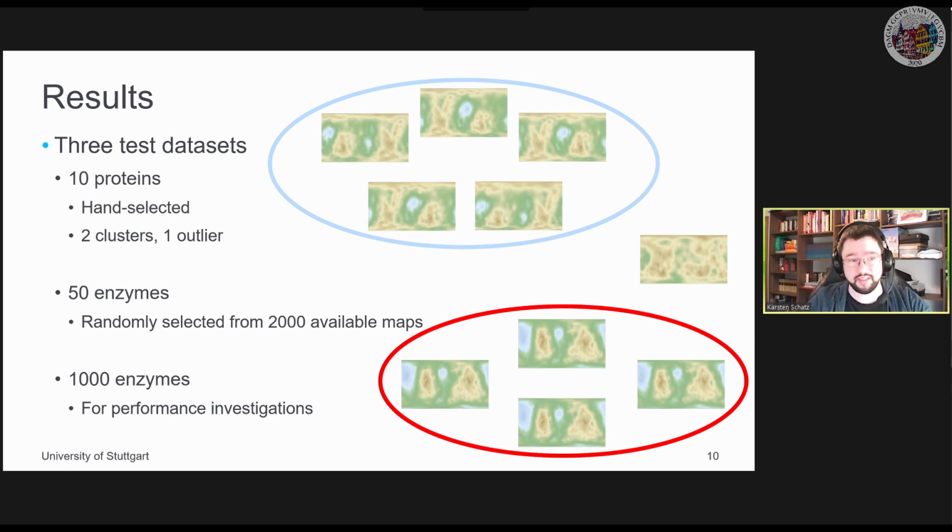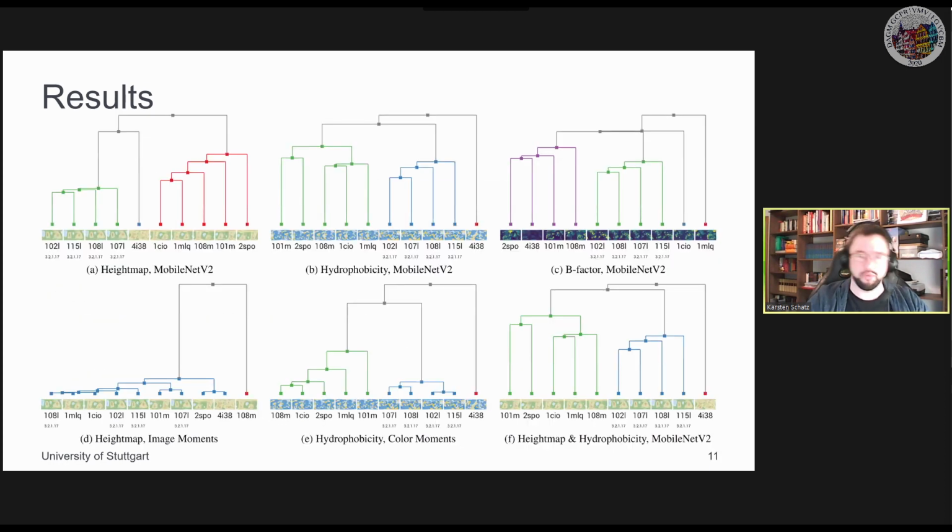Then the second data set are 50 enzymes that we selected from the Brenda database. These are for more checks, and then a large data set of 1,000 enzymes for performance investigations and so on. Let me just start with the first data set.